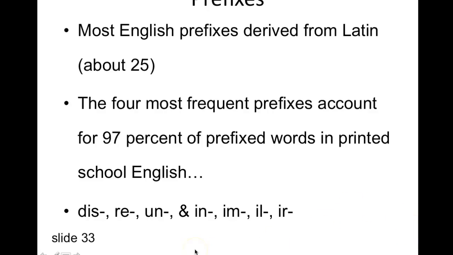Here they are, and you've already had some of these for your word work. This last grouping of 4 counts as 1 because they all tend to mean the same thing, which is not. Dis, re, and un comprise the other 3. And again, 97% of prefixes will be these letters.